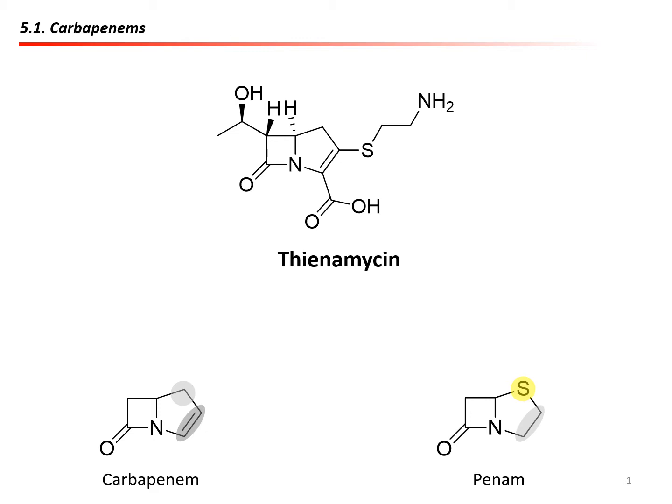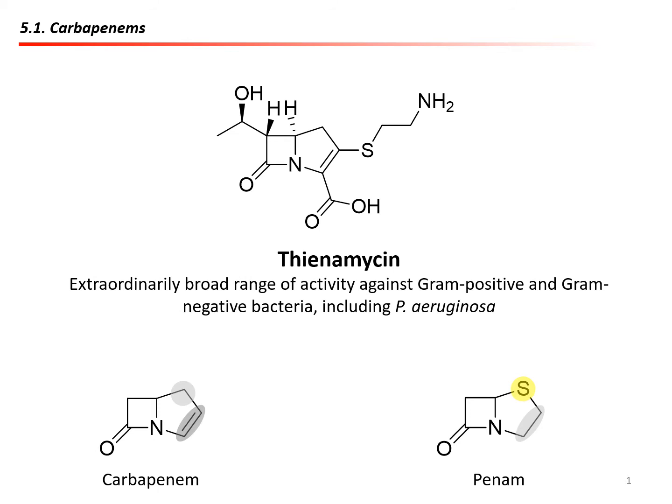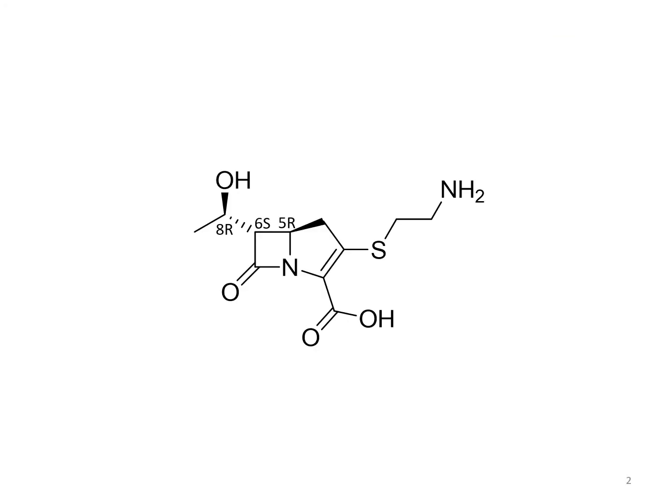Thienamycin had the best qualities desired in an antibiotic, an extraordinarily broad range of activity against gram-positive and gram-negative bacteria, including Pseudomonas aeruginosa, and high stability against the deactivating beta-lactamases. Comparison between the penam and carbapenem rings indicates a higher ring strain in carbapenems, which increases the electrophilicity and consequently the reactivity of the beta-lactam.